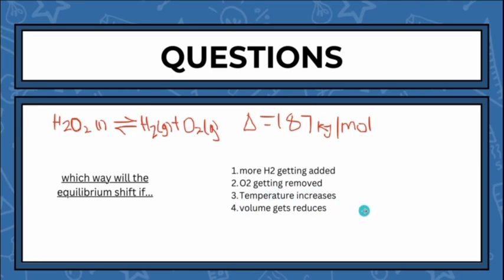If the temperature increases, since the reaction is endothermic, heat is a reactant. Increasing the temperature will push the equilibrium to the right to absorb the added heat. If volume gets reduced, there will be an increase in pressure. The system will shift to the side with fewer gas molecules. Here, the left side has no gas, while the right side has 2 moles of gas. So there will be a shift to the left.